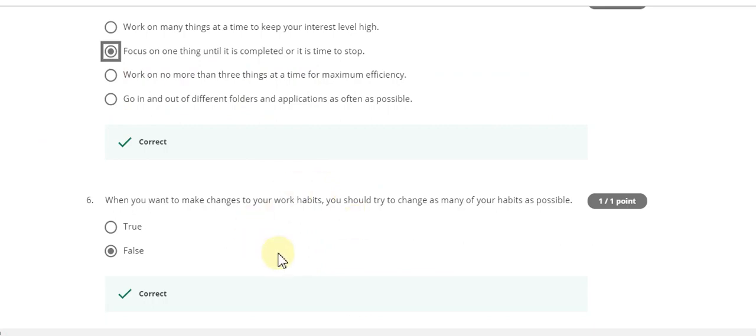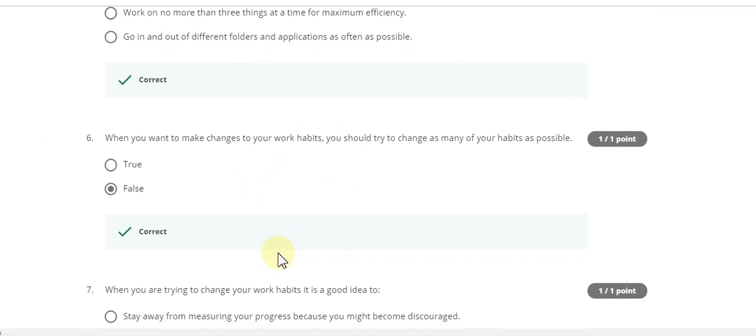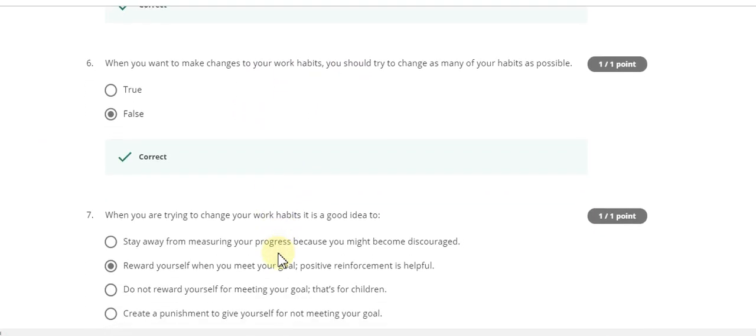And the last question, question number 7, and the answer is B.